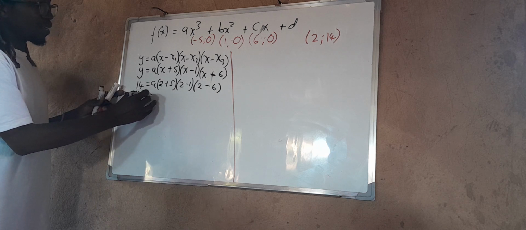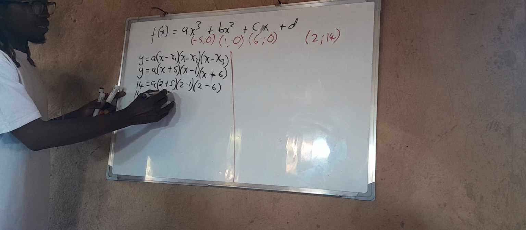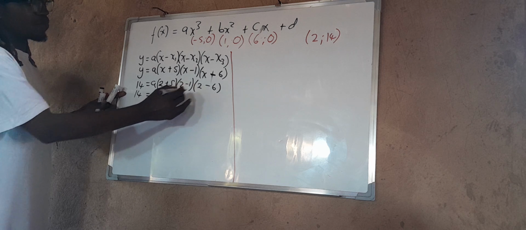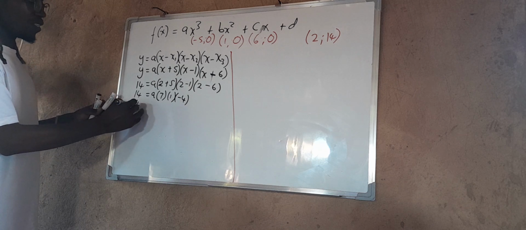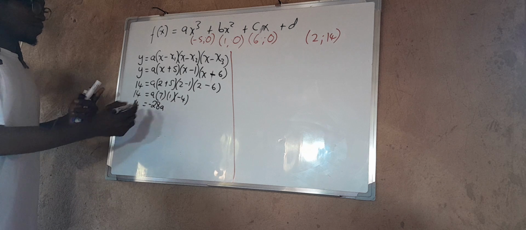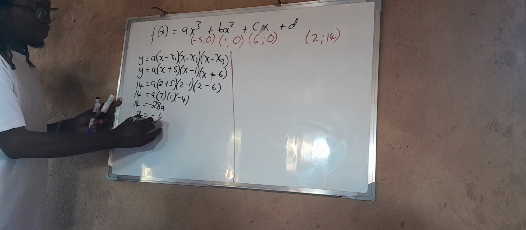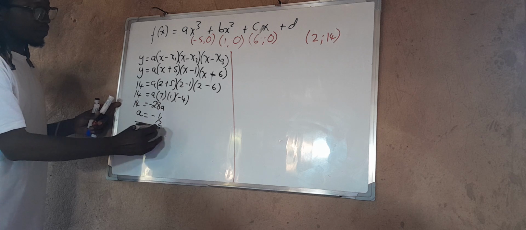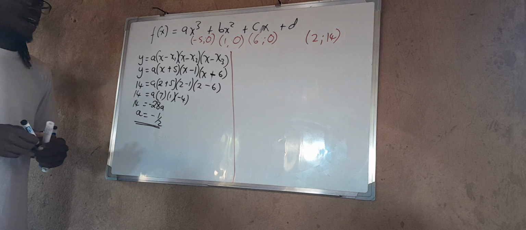Yeah. So 14 becomes a times, this becomes 7, and this becomes 1, right? And this becomes minus 4. Minus 4, right? So 14 becomes negative 28a, and you divide through by negative 28. So a is equal to negative half, right? Yeah. So we found the value of a to be negative half, right?